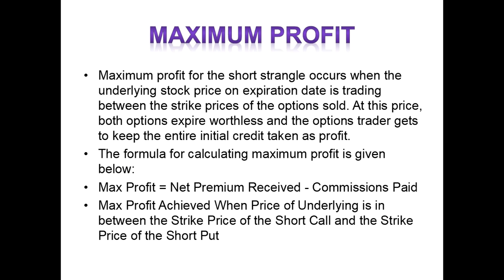So, let's look at the maximum profit that can be earned with this. The maximum profit for the short strangle occurs when the underlying stock price on expiration date is trading between the strike prices of the options sold. At this price, both options expire worthless and the options trader gets to keep the entire initial credit taken as profit. The formula for calculating maximum profit is given as net premium received minus the commissions paid. The maximum profit is achieved when the price of the underlying is in between the strike price of the short call and the strike price of the short put.